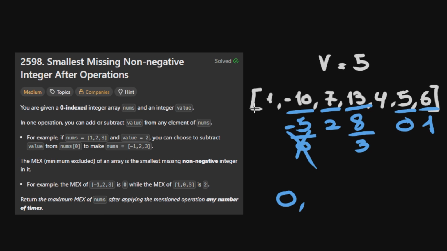Now we can get 1 with this or this. Let's say we take this. So we do the same with 2. We can only pick this. And we do the same with 3. We can only pick this. We only have a 4.